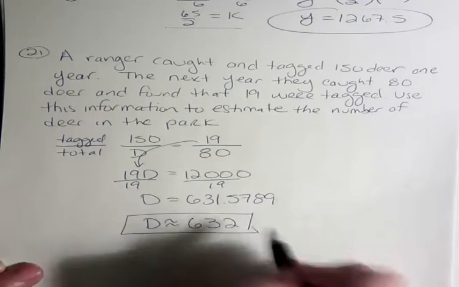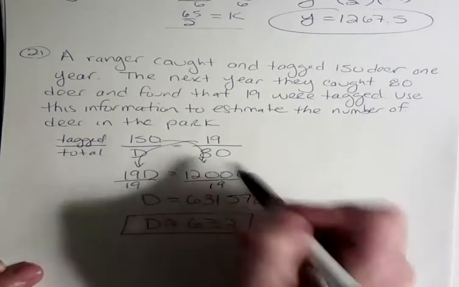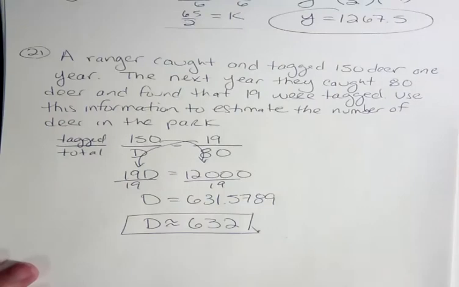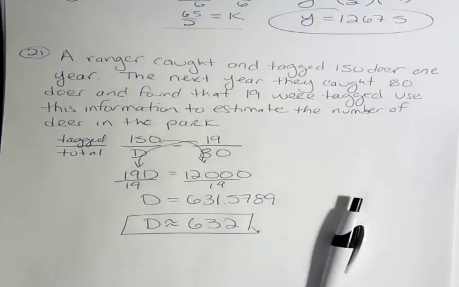So you can use your proportions to solve things like that. That would be an example of direct proportion, because the number of deer tagged goes up. I mean, it's proportional, right? So that's how they can figure that out. So it's like a direct proportion.